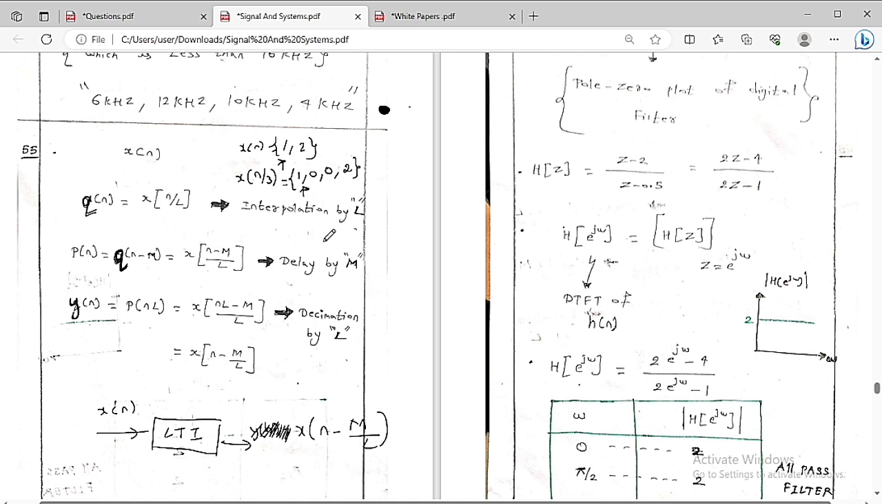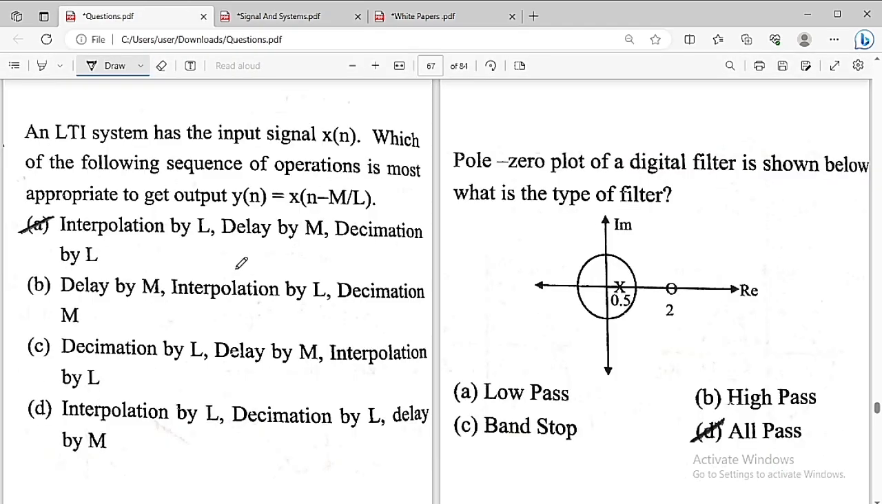So if we do these three things, finally we are going to get y of n is nothing but x of (n minus m)/L. I think now you have understood, right? So therefore this is the correct solution of this question.